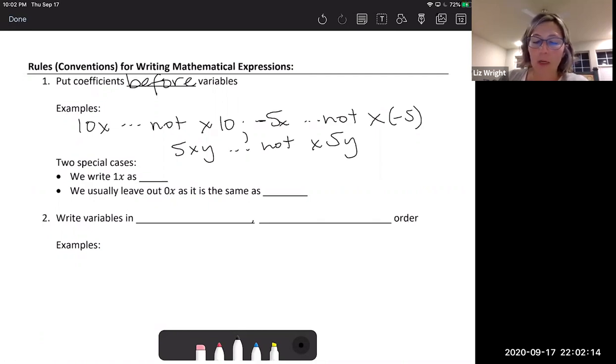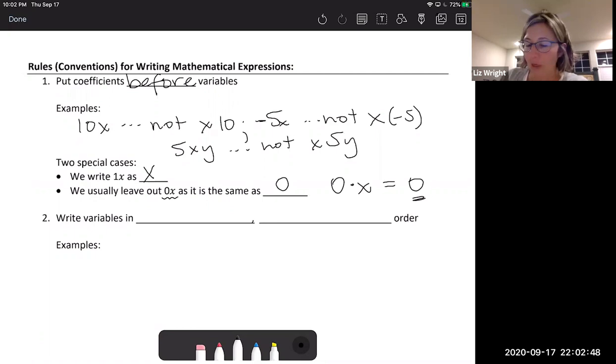All right, so we have special cases in here too, and we typically write 1x as just x. Is it wrong for you to write it as 1x? No, it's not wrong, but you don't need to, you can just write it as x. We usually leave out 0x because it's the same as 0. So on this one, we typically don't write it as 0x because 0 times any number is going to be 0. So you can just leave it at 0.